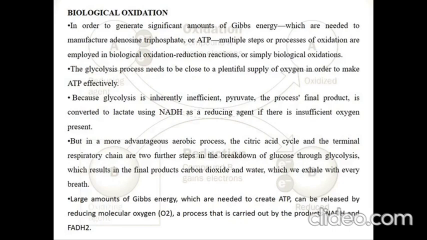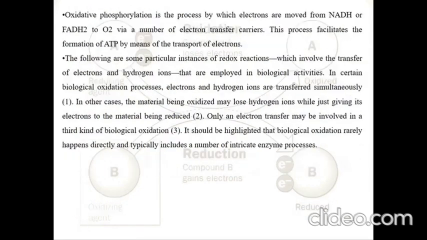But in a more advantageous aerobic process, the citric acid cycle and the terminal respiratory chain are further steps in the breakdown of glucose through glycolysis, which in the final result produces carbon dioxide and water, which can be exhaled out with each breath. Large amounts of Gibbs energy, which are needed to create ATP, can be released by reducing molecular oxygen, a process that is carried out by the products NADH.